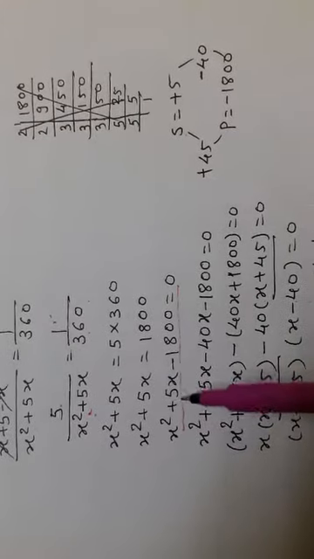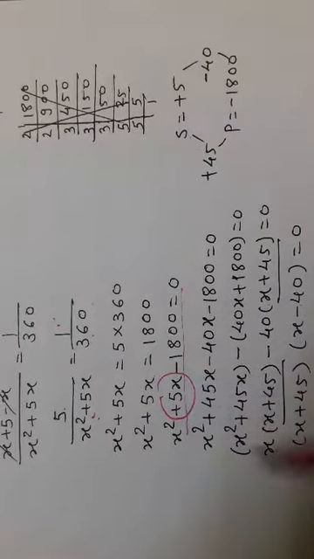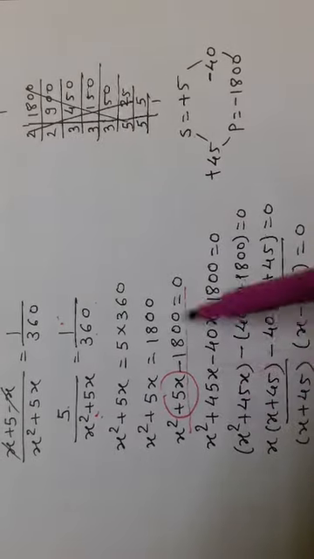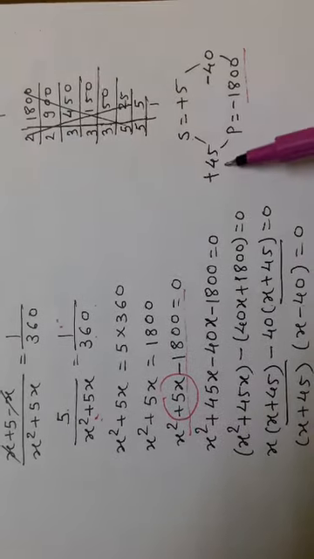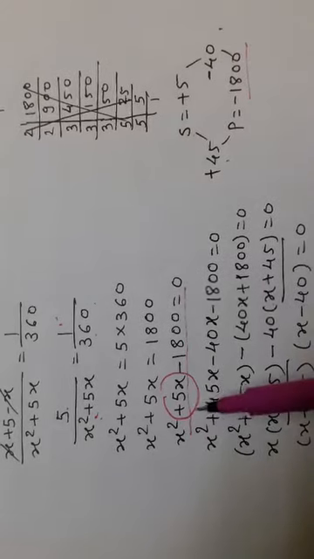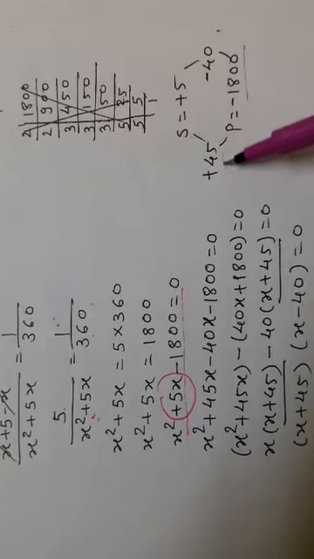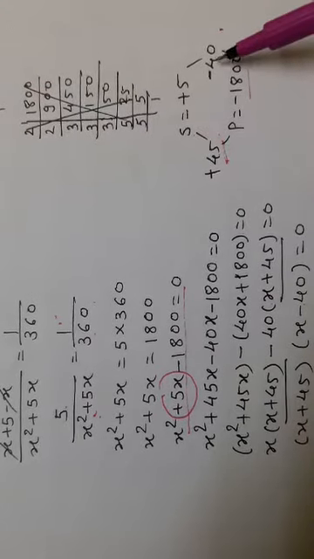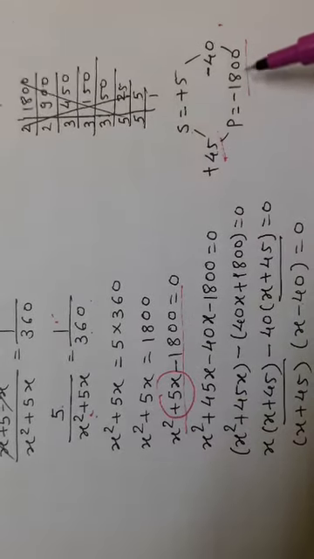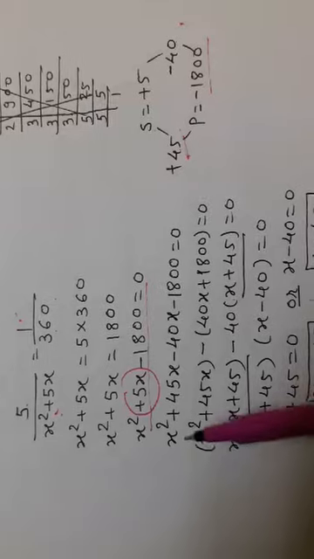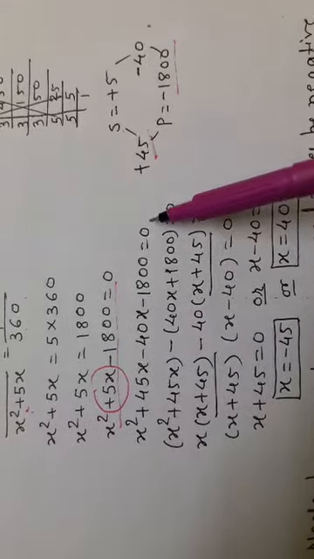Now this is a quadratic, which means we have to find the factors of this polynomial. We want plus 5x as the sum and minus 1800 as the product. The product is negative, which means one should be positive and one negative. But the middle sign is positive, so we give the greater number the positive sign. 45 into 40 is 1800. One should be plus and one minus, then only the product is negative. So x square plus 45x minus 40x minus 1800 is equal to 0.